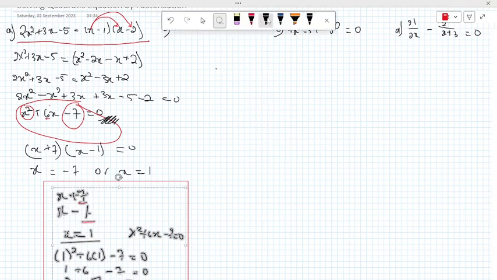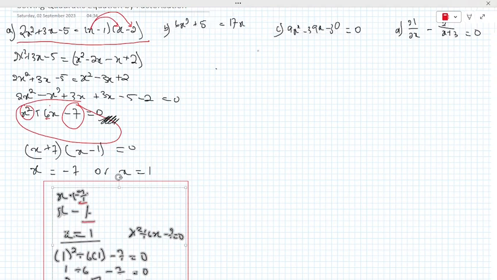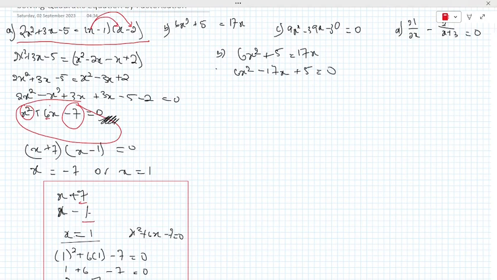So now let's do our second question. Our second question says, choose B: 6x squared plus 5 is equal to 17x. Right. So what do you do again? You see that the 17x is lonely on that side, and we need to get one expression because these are polynomials, right? So we need to take the 17x back to this side. 6x squared minus 17x plus 5 is equal to 0.